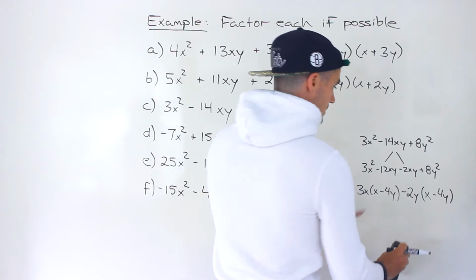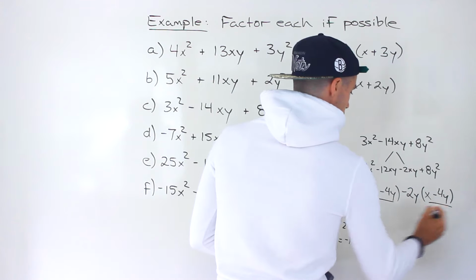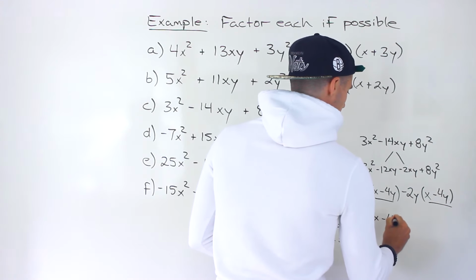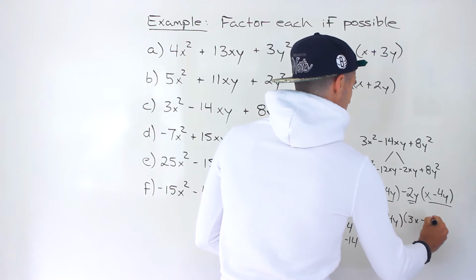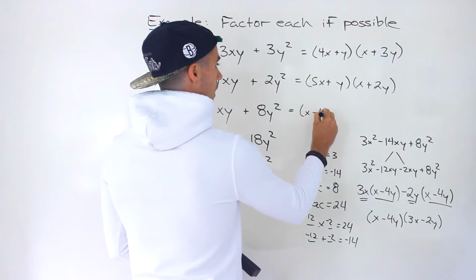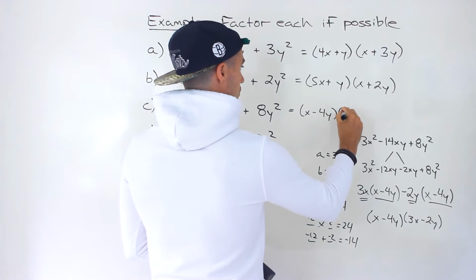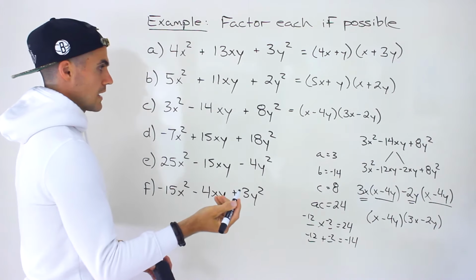And as expected, these two brackets, they're the same thing. So we could take out those two brackets, and we'd be left with 3x minus 2y. So we got x minus 4y, 3x minus 2y, like that.